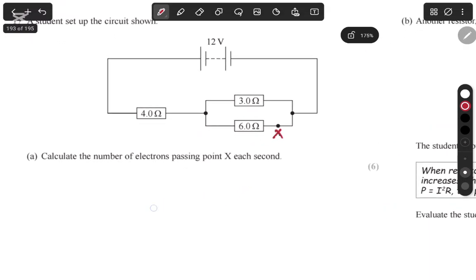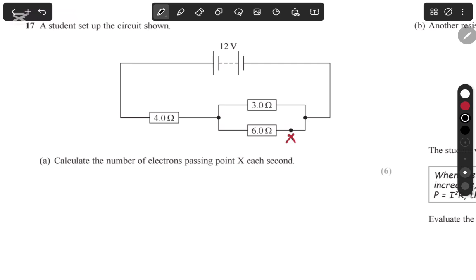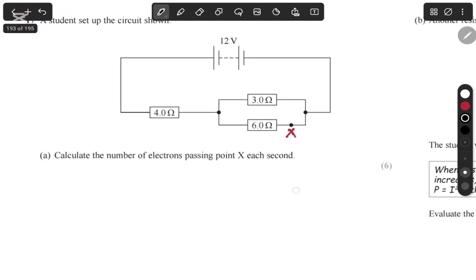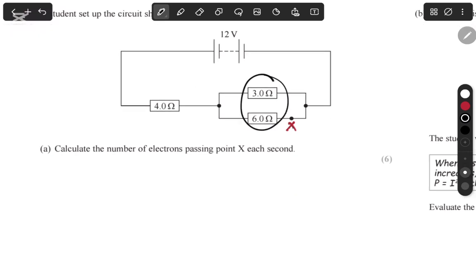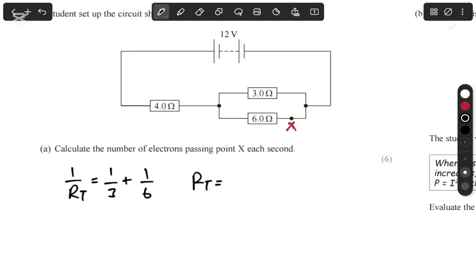Okay. So the first thing I want to do is I want to find the total resistance of these two. So I'm going to apply the formula for the total resistance when things are in parallel, and I'm going to get the R total as. So I'm going to get that as 2 ohms. So that's going to be my answer right over there.